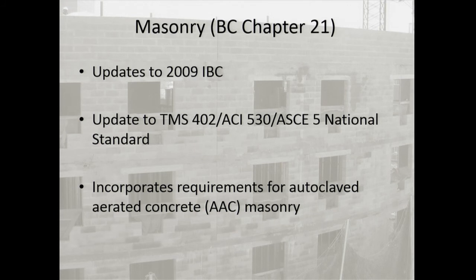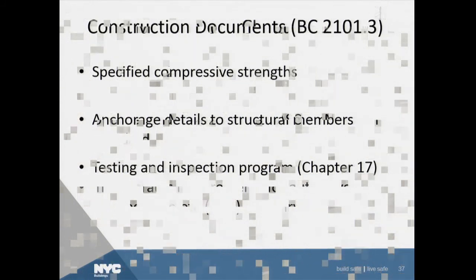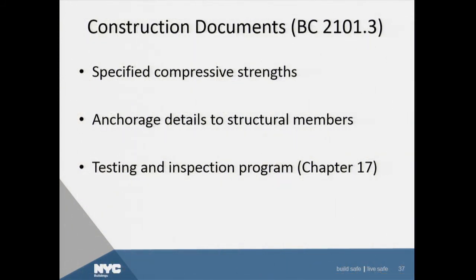Chapter 21, some basic highlights here. We're updating to the 2009 IBC requirements for the most part, and it's incorporated some new materials such as autoclaved aerated concrete masonry units. Some updates to the construction document requirements. These are new, but they're basically things that were in the national reference standard that have now been moved into the text of the code so that they're more clearly shown to everyone and they're not in the other book that you have to buy.